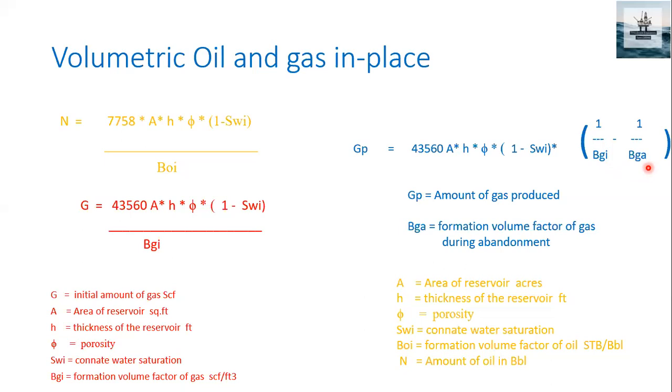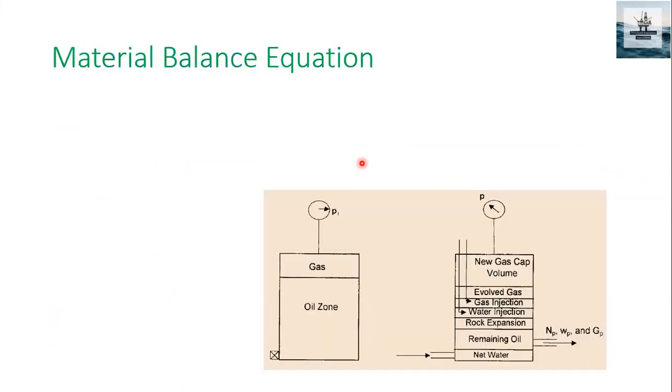If you have these two parameter values, then you can estimate the amount of gas produced, meaning the amount of gas that has been produced at surface. It could be measured in standard cubic feet. So this is about the estimation of oil and gas volumetrically in place.